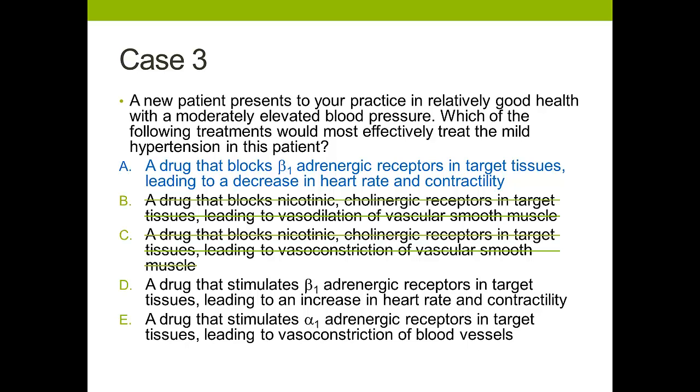For responses D and E, both of the responses are true statements. Stimulation of beta-1 receptors in the heart will increase heart rate and contractility. Stimulation of alpha-1 adrenergic receptors would lead to vasoconstriction of vascular smooth muscle and blood vessels. This is also a true statement. However, if we revisit the case, you will remember that we are trying to reduce the blood pressure of the patient. The drugs given in responses D and E would cause a further increase in blood pressure, which is the opposite of our desired treatment. Thus, response A is the best answer to this case.